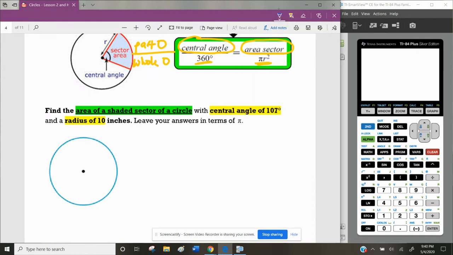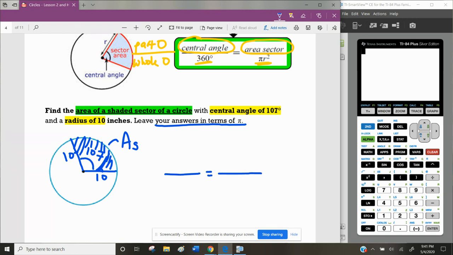So we want to find the area of the shaded sector. So we're looking for the part. It has a central angle of 107 degrees. I'm estimating here. Here's my central angle, 107. It has a radius of 10. We know all radii in the circle are equal. And we're looking for this area, right? So I'm going to call that A sub S for area shaded. And here it says to leave my answer in terms of pi. Okay. We could round it also. It's not a big deal. Maybe we'll just round in this one.